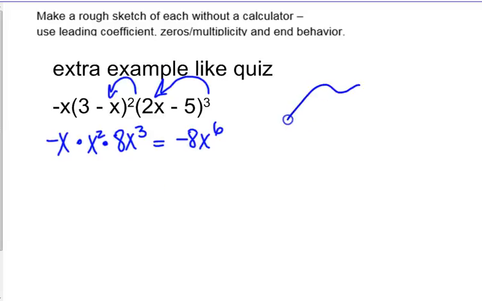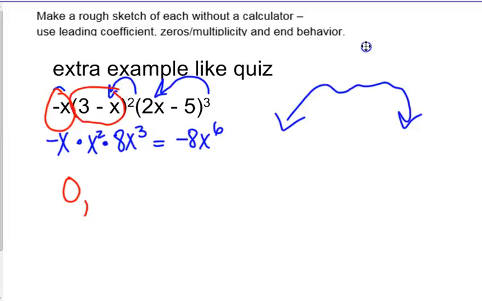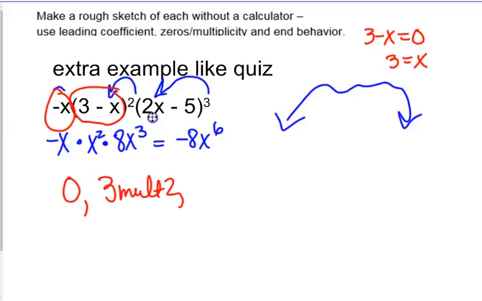Both down. Okay, so it might be doing something in here, but it's got both ends down. Now, where are the zeros? This x out here means there's one at 0 of multiplicity 1, right? No squared on that. What's going on here? Be careful. It's +3. Everybody gonna get that right? Because 3 minus 3 would be 0, right? So that one's +3 multiplicity 2. And this one is a 5/2 multiplicity 3.